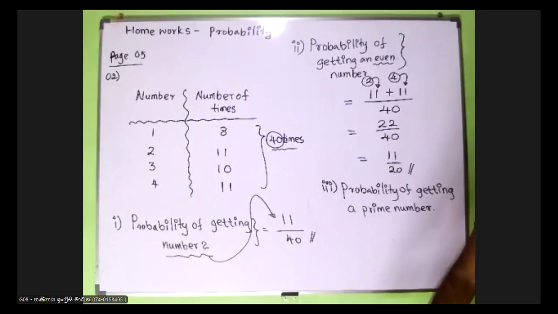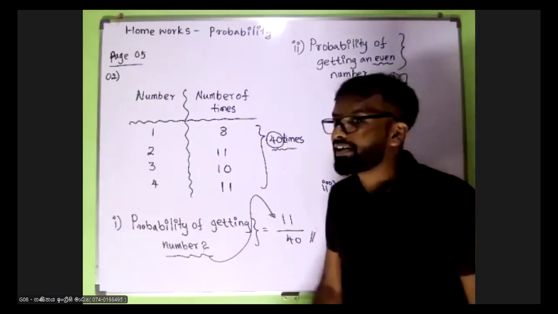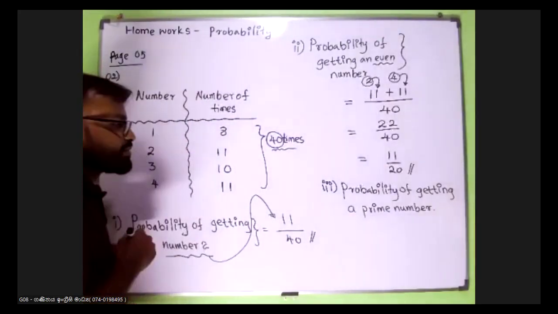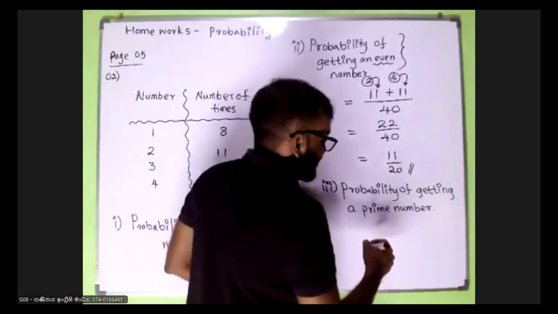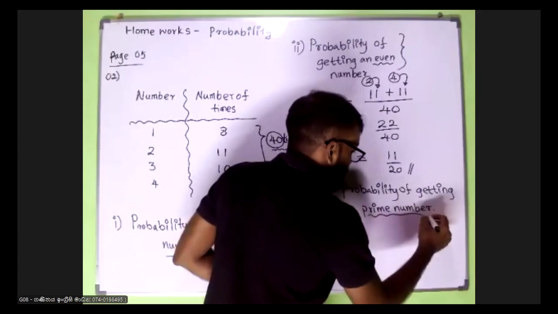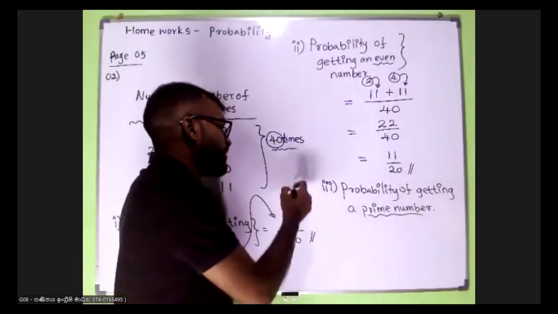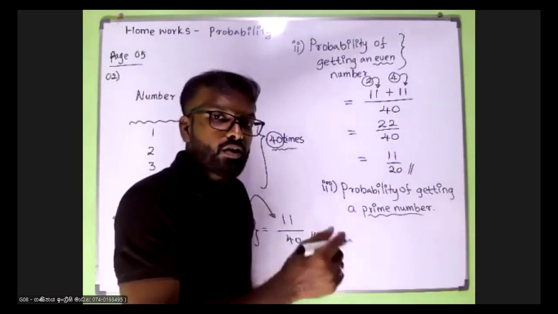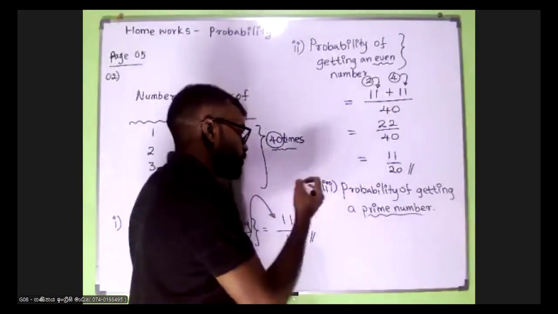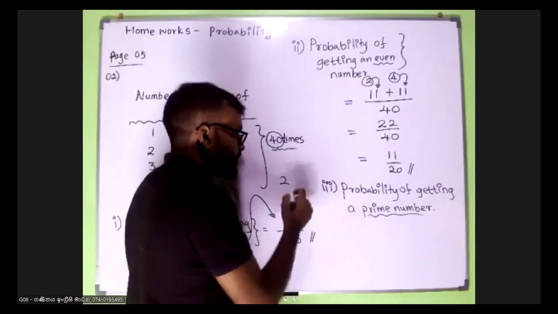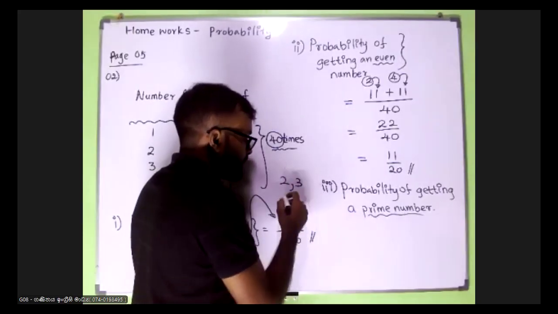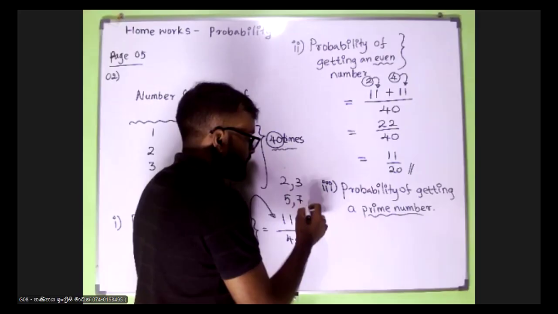So last week you asked the question. Okay, sir. Then how to identify a prime number? A prime number can be divided only by the same number and 1. So the least prime number is 2, then 3, then 5, then 7.